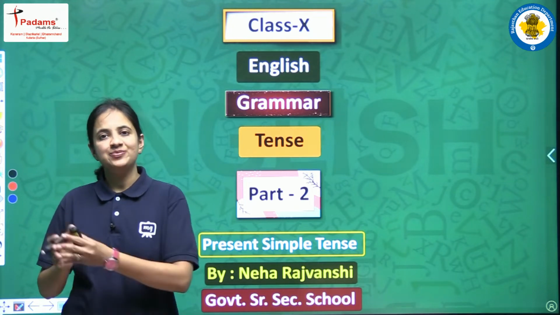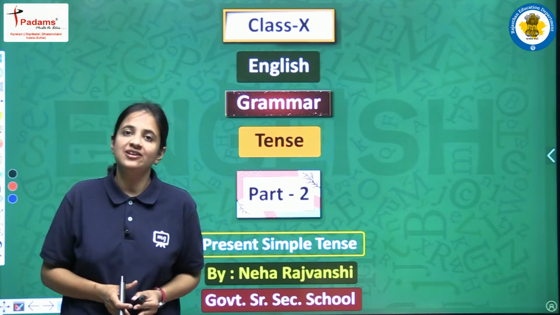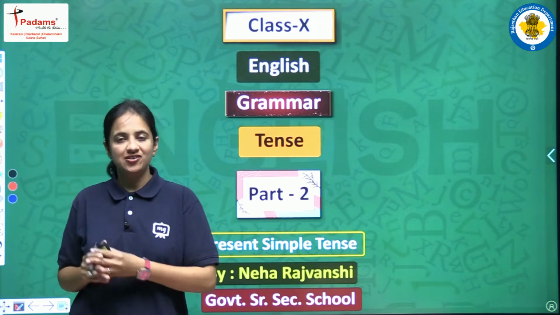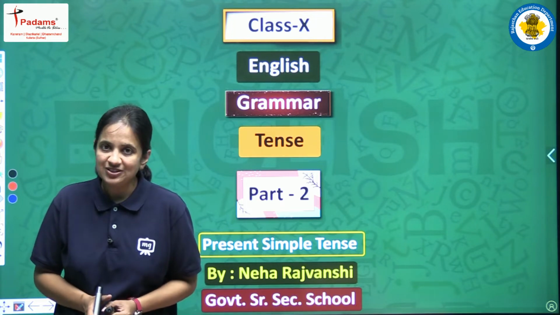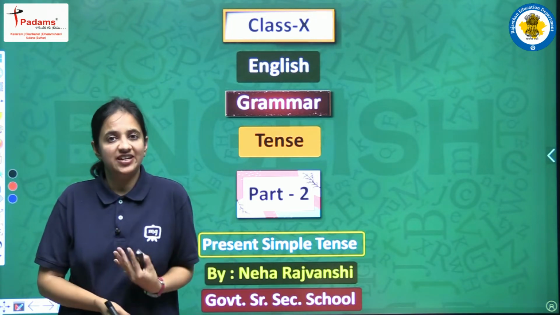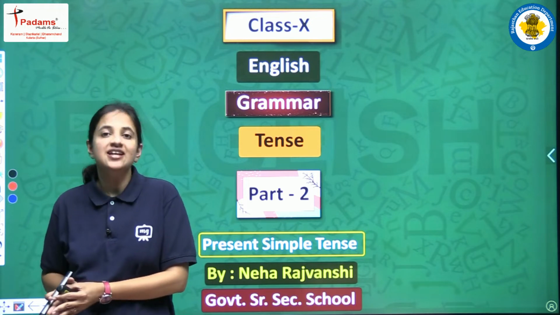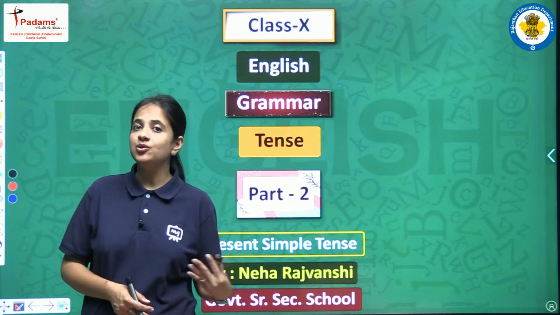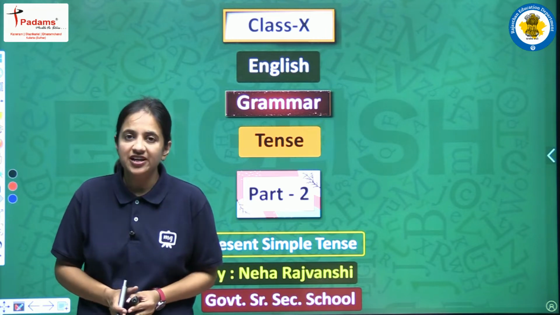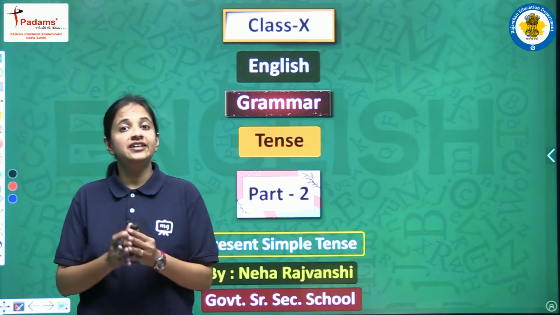So students, in the previous video we started reading our grammar part, and we started with topic 1, that is tense. In the previous video we discussed the basic classifications, the basic categories of tense, and we discussed a little bit about the helping verb and the main verb. Now we will read each and every tense in a detailed form.